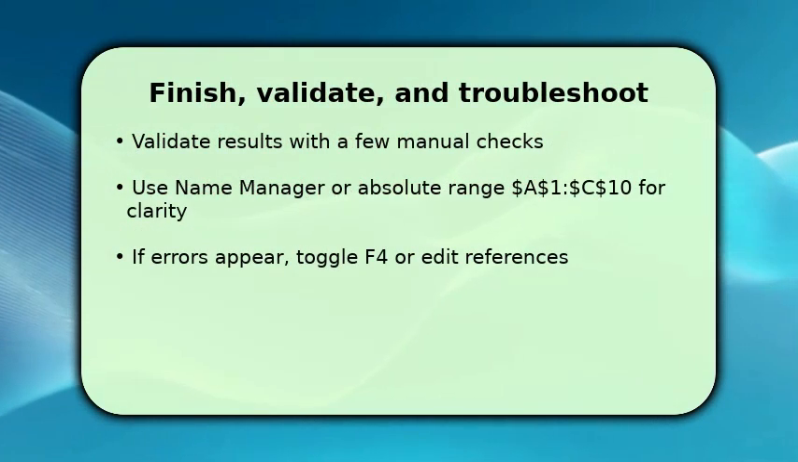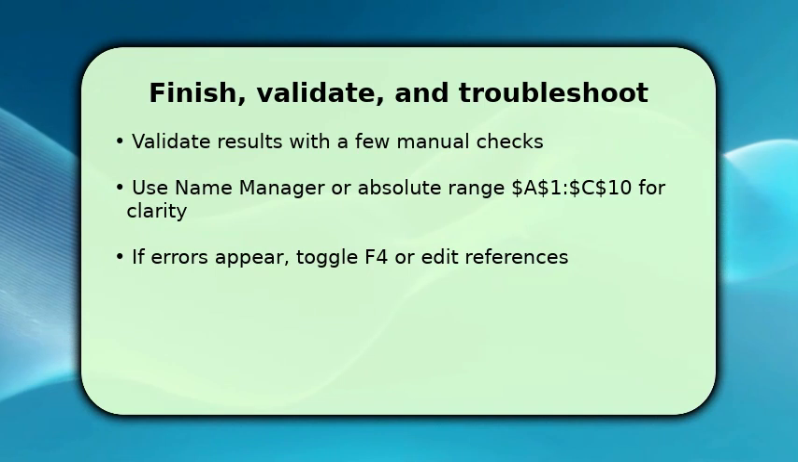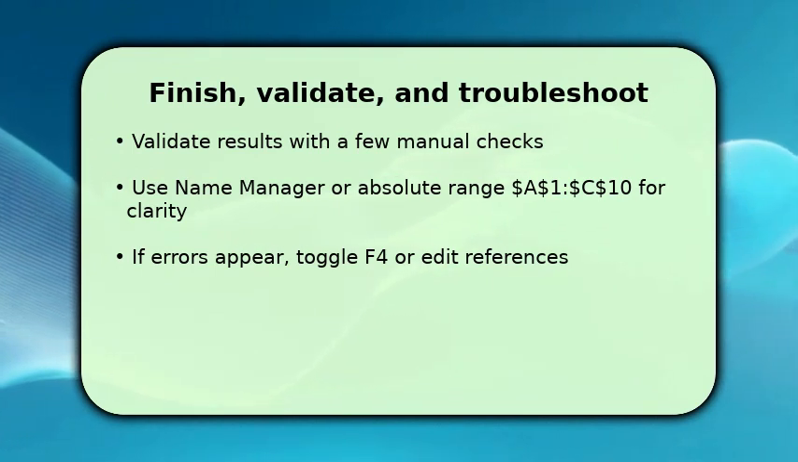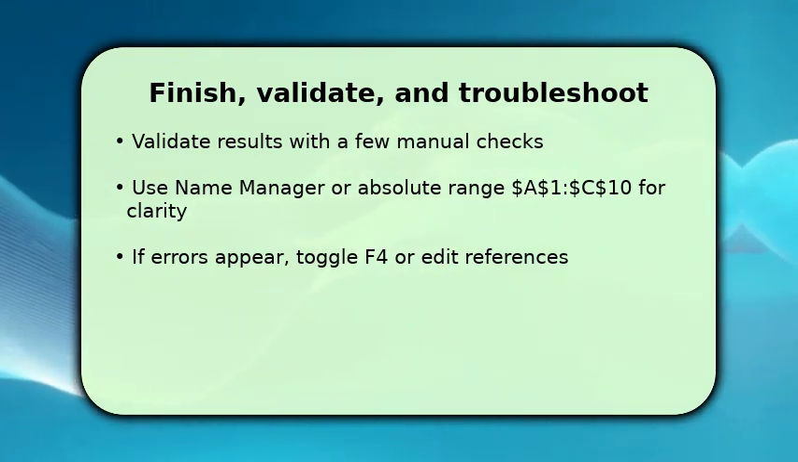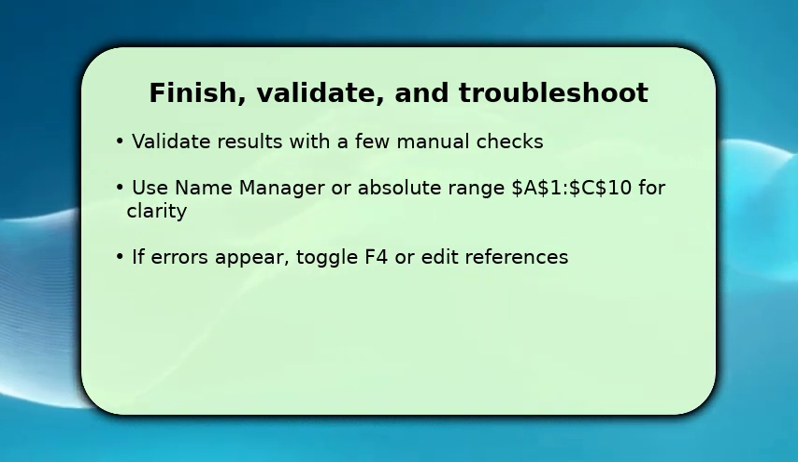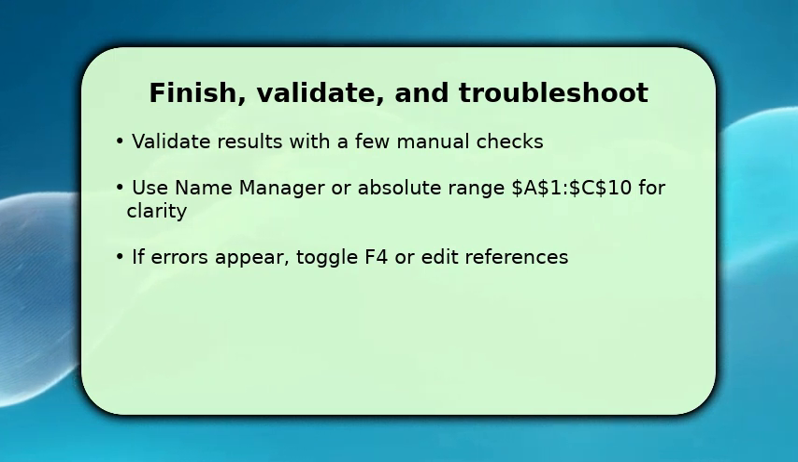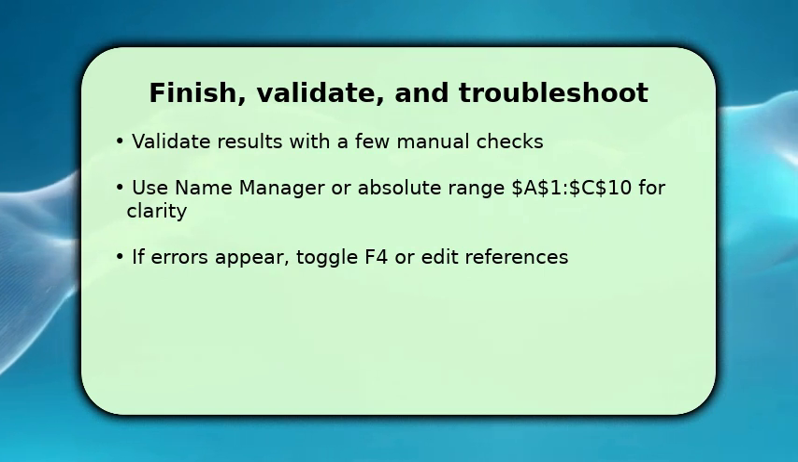To complete, copy or fill your formulas across the sheet and immediately validate by checking a few cells against expected values. If you use a fixed range, convert it to $C$1:$C$10, or a named range for readability. If totals shift or you see #REF! after moving rows or columns, edit the formula and toggle the dollar placement with F4. That usually resolves incorrect locks.